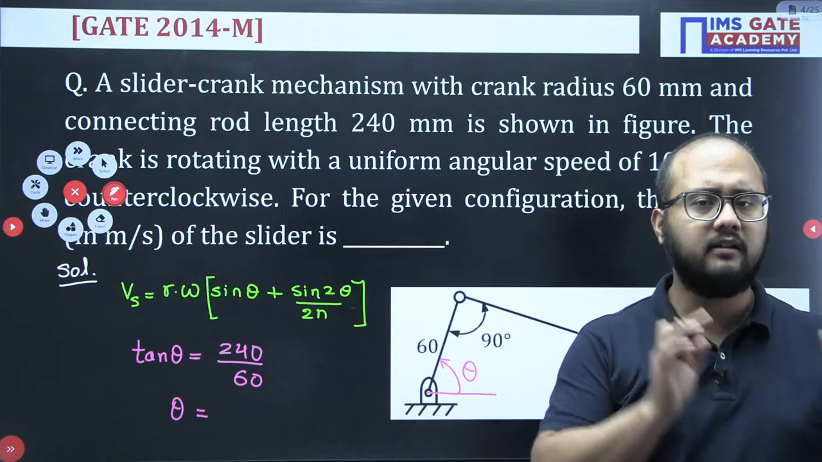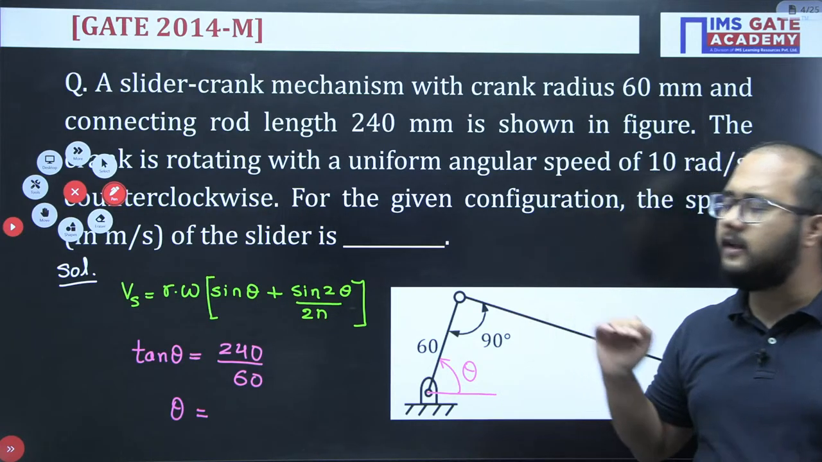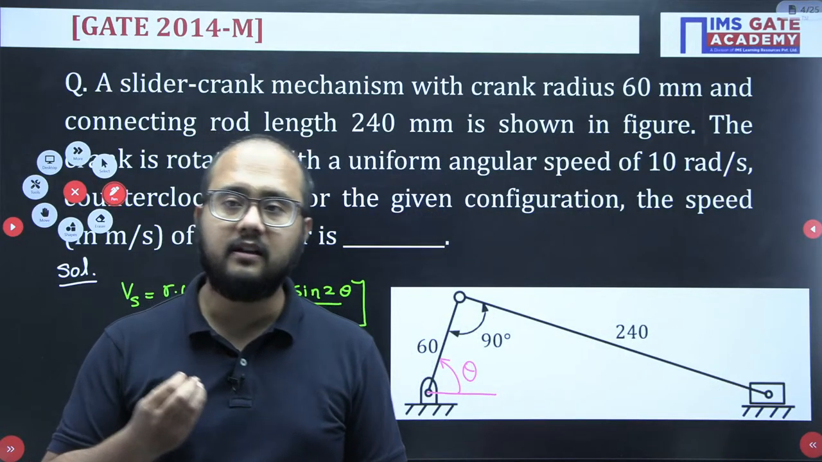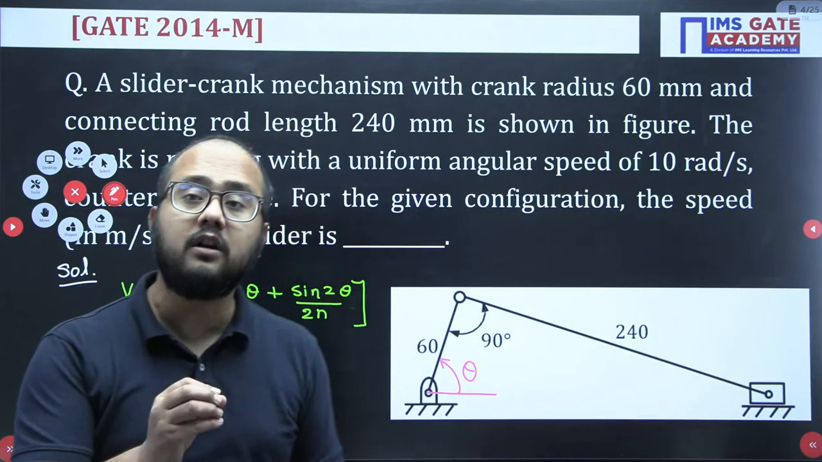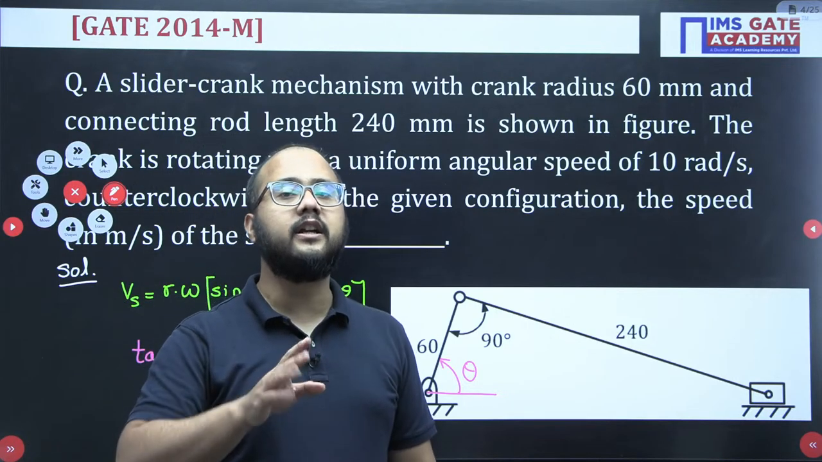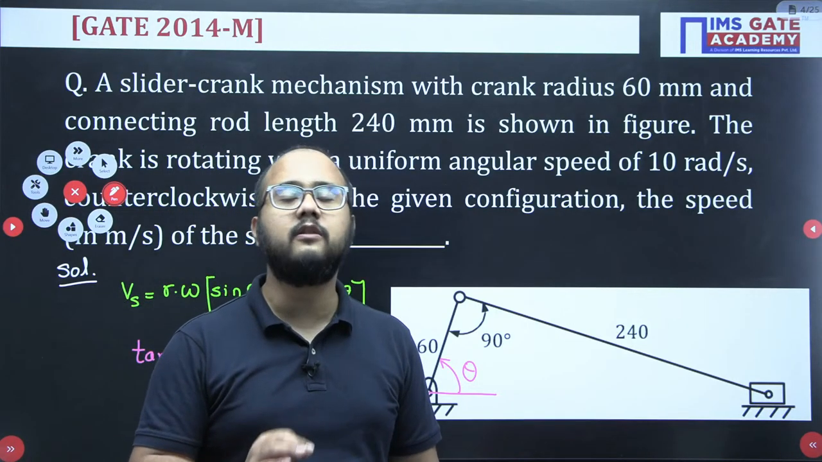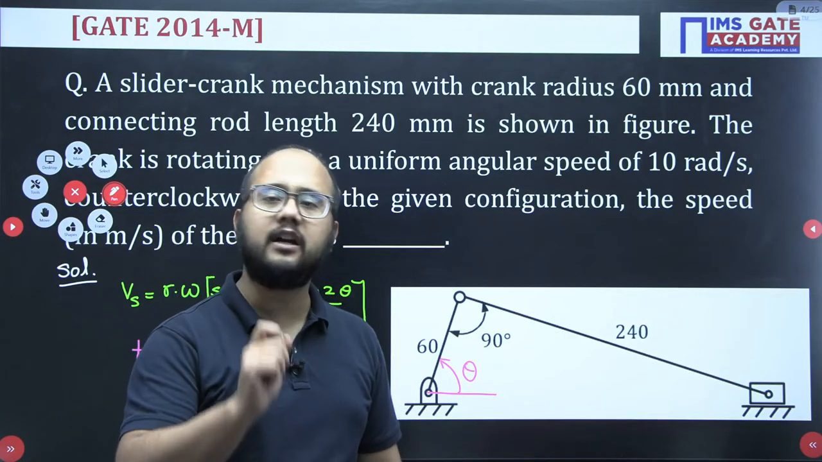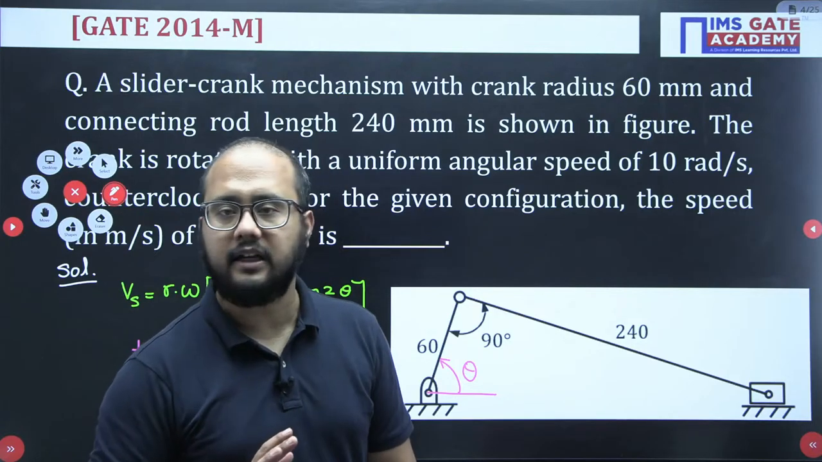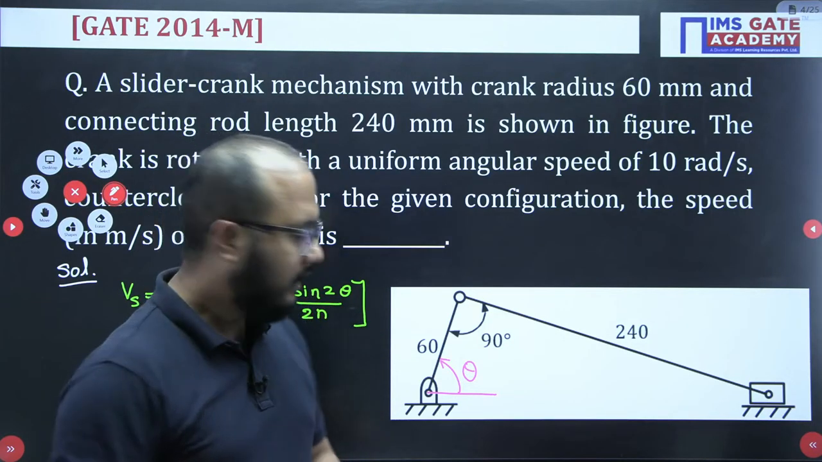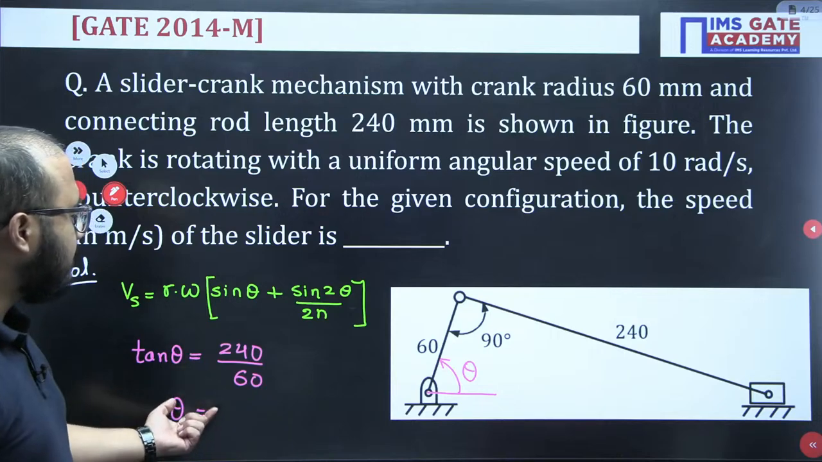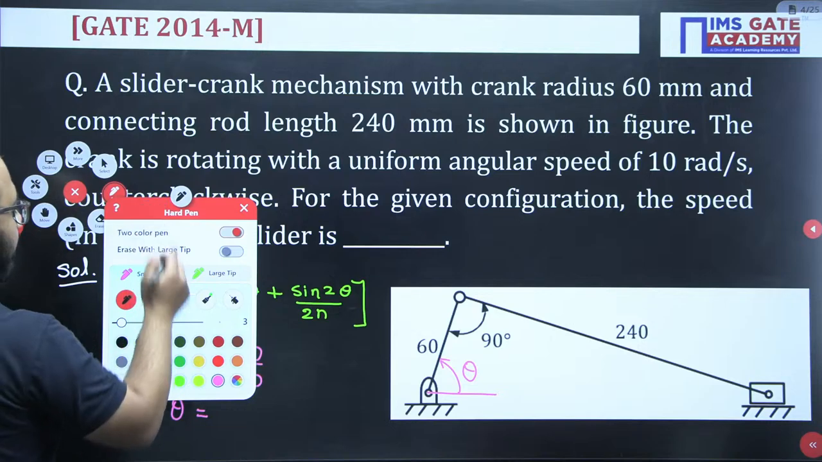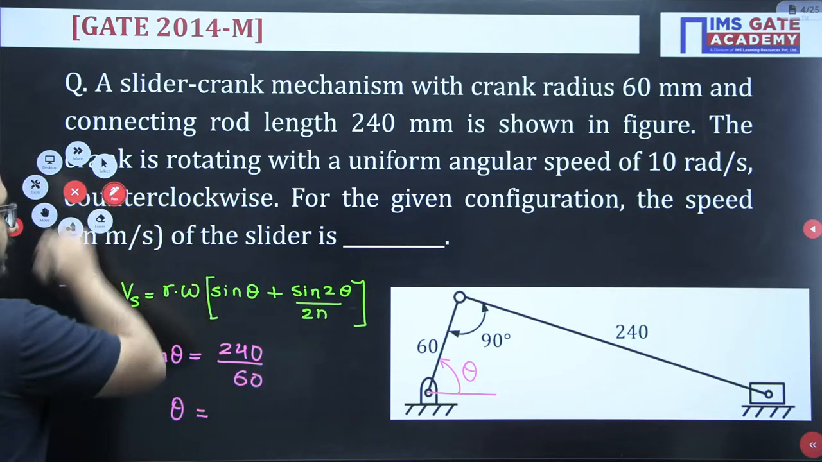In yesterday's session, we discussed all the important points regarding velocity of slider, acceleration of slider, and also the angular velocity of the connecting rod, from which a question has not been asked till now in GATE. And I also told you the angular acceleration of the connecting rod can also be calculated very easily. So just calculate this theta value and put it in this particular equation, and you will get the answer. Is it clear, everyone? Put the values and you will get the answer.